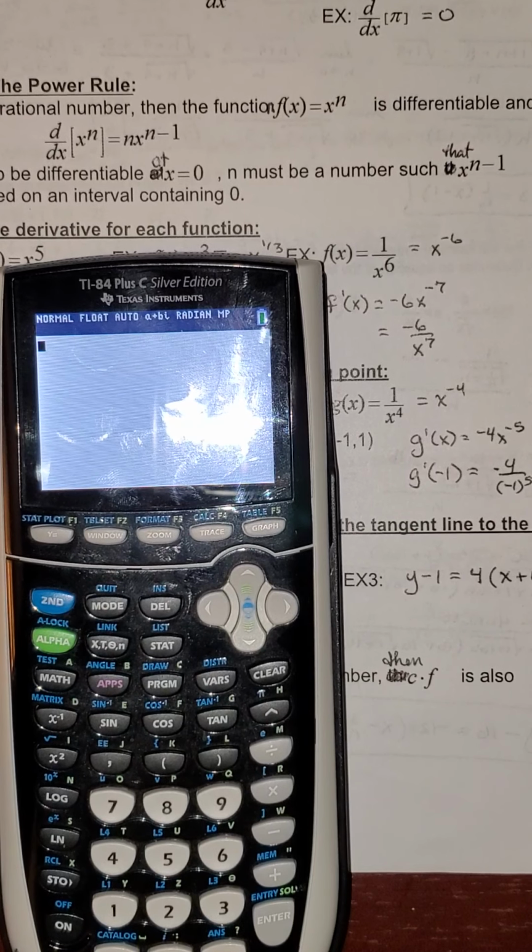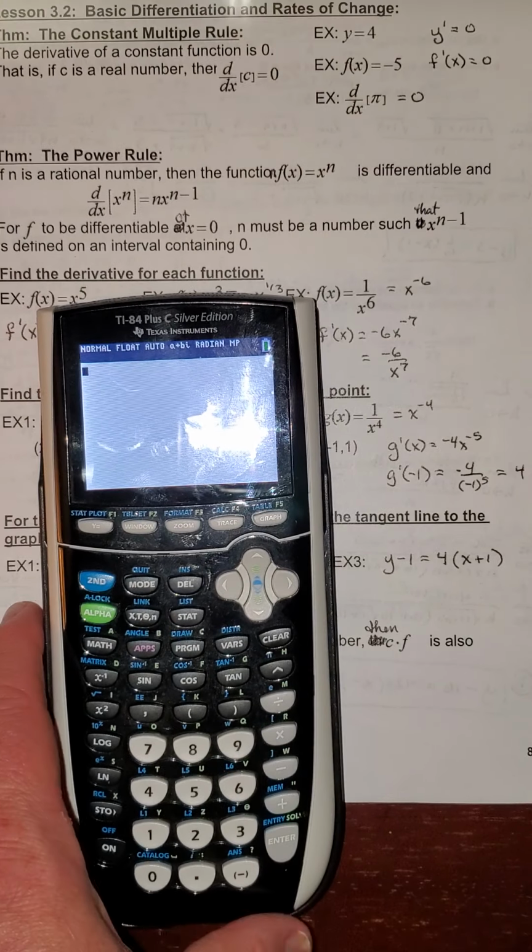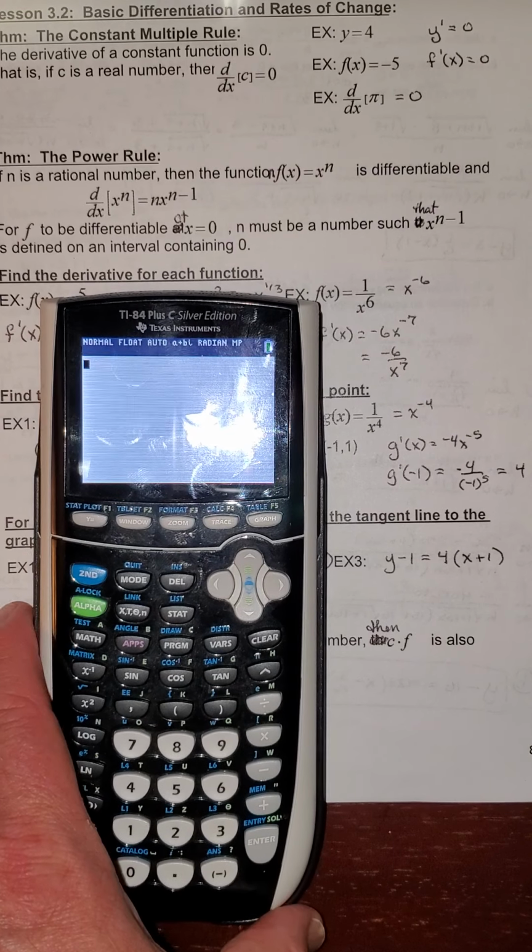Hello ladies and gentlemen, sorry about the glare. I'm going to try and show you how to do some derivatives on your calculator. And we're going to look at this example on the first page.